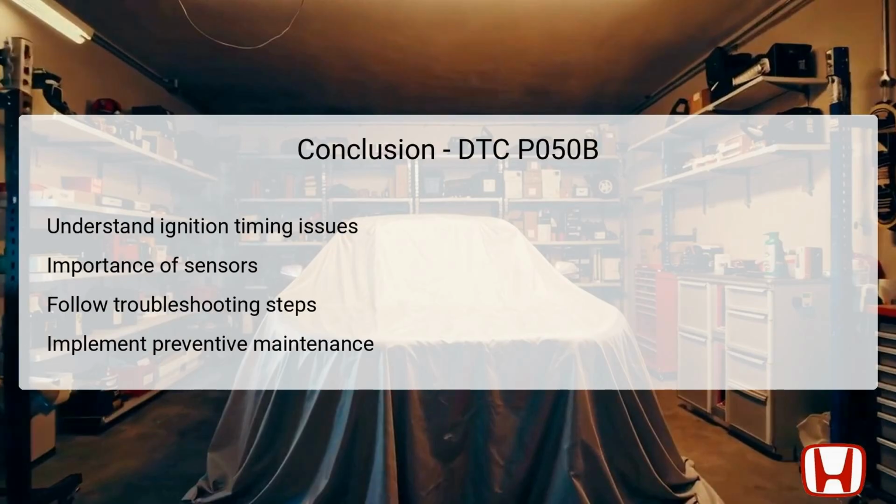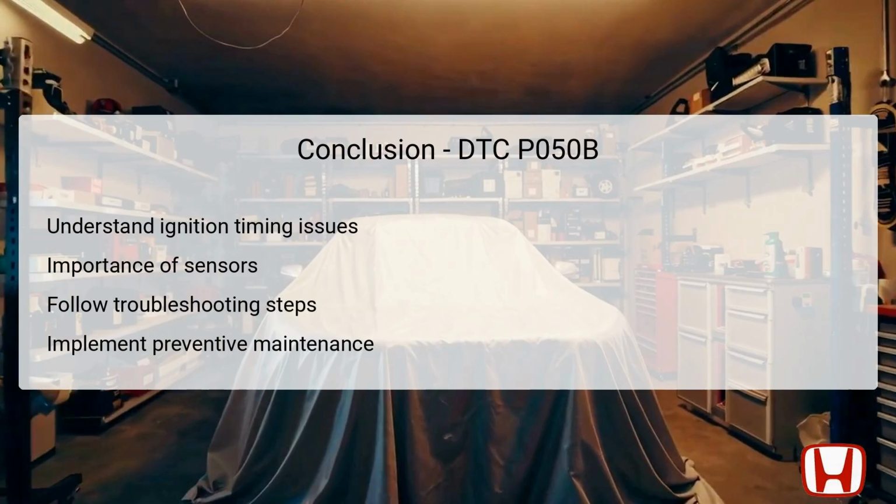In conclusion, understanding and addressing the P050B trouble code is essential for maintaining the Honda Civic's performance, particularly regarding cold start conditions. This code signifies ignition timing complications, often related to the MAF sensor, IAT sensor, or problems in the intake air system. By following the prescribed troubleshooting steps, technicians can accurately diagnose the root causes and implement necessary repairs.